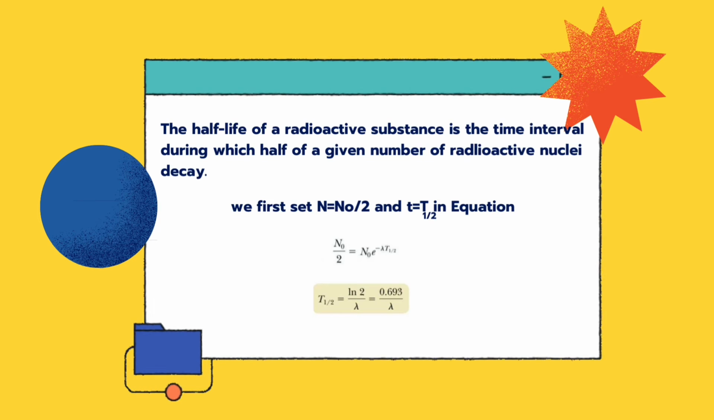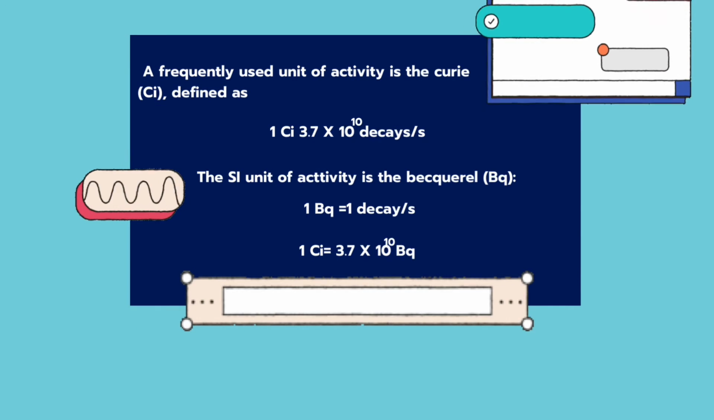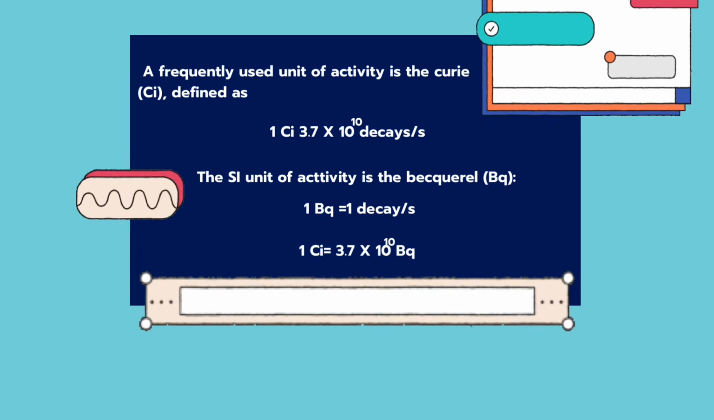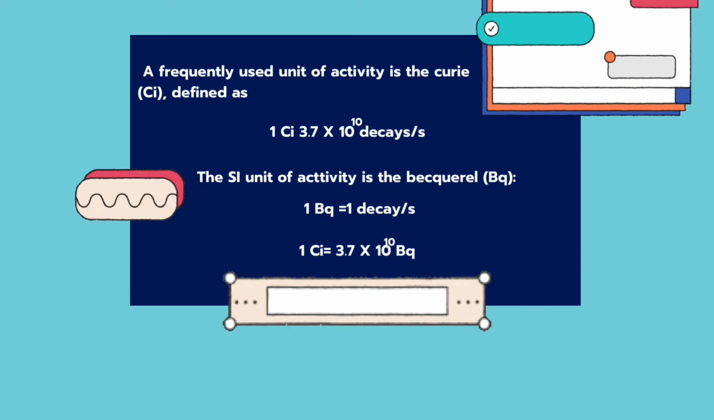The half-life of a radioactive substance is the time interval during which half of a given number of radioactive nuclei decay. A frequently used unit of activity is the curie. The SI unit of activity is the becquerel.